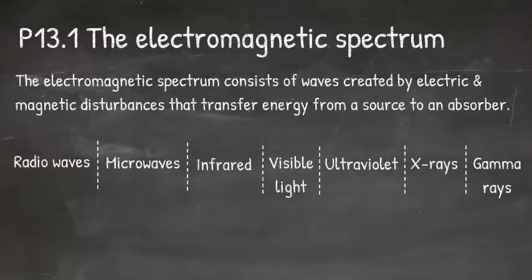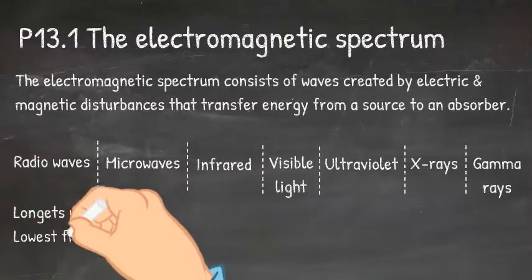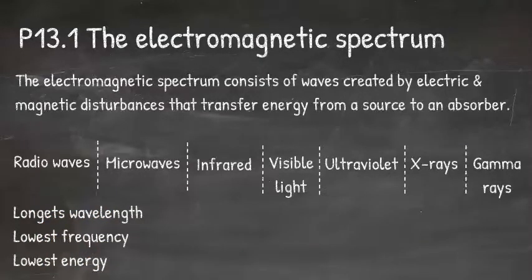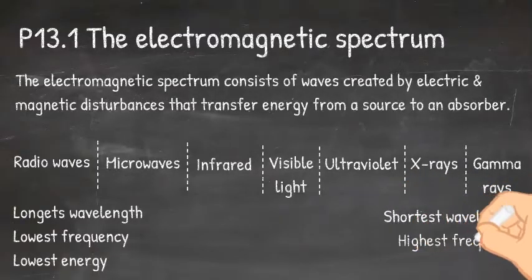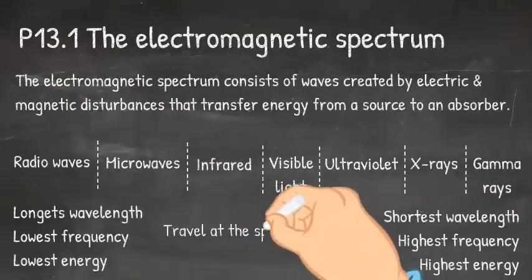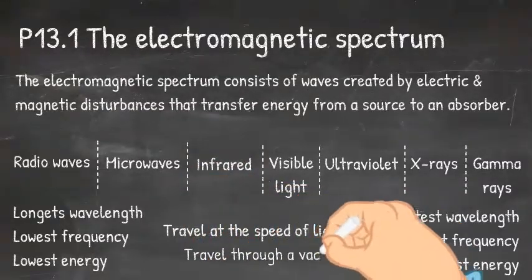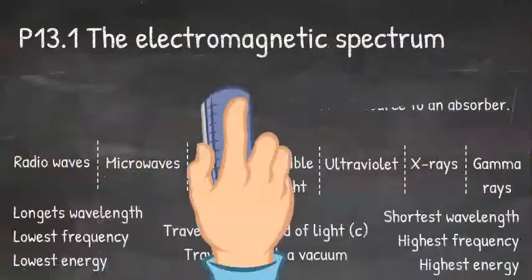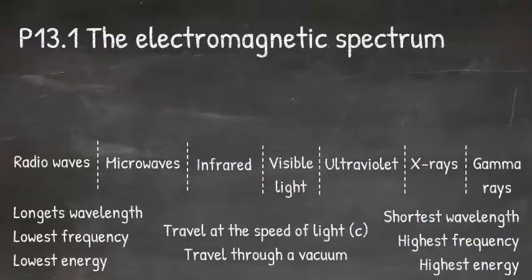It is important to know that at the radio waves end you have the longest wavelength, the lowest frequency and the lowest energy, whereas towards the gamma ray end you have the shortest wavelength, the highest frequency and the highest energy. Also, all parts of the electromagnetic spectrum travel at the speed of light, which has the symbol c, and they also travel through a vacuum.